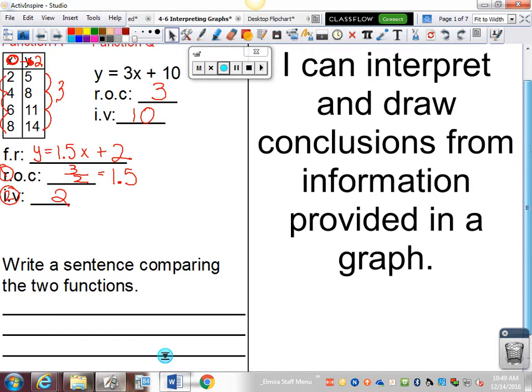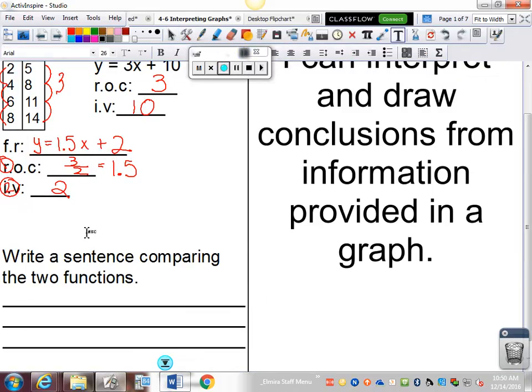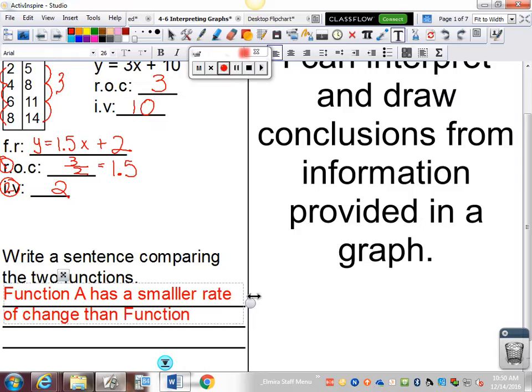Okay? And these are kind of really Captain Obvious, common sense type sentences. Okay, something along the lines of function A has a smaller rate of change than function Q. Or you could say something like function Q has a higher initial value.